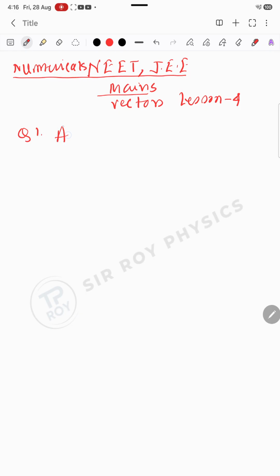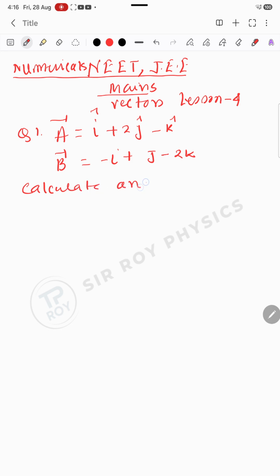A is a vector i plus 2j minus k. B is another vector minus i plus j minus 2k. Calculate the angle between them.